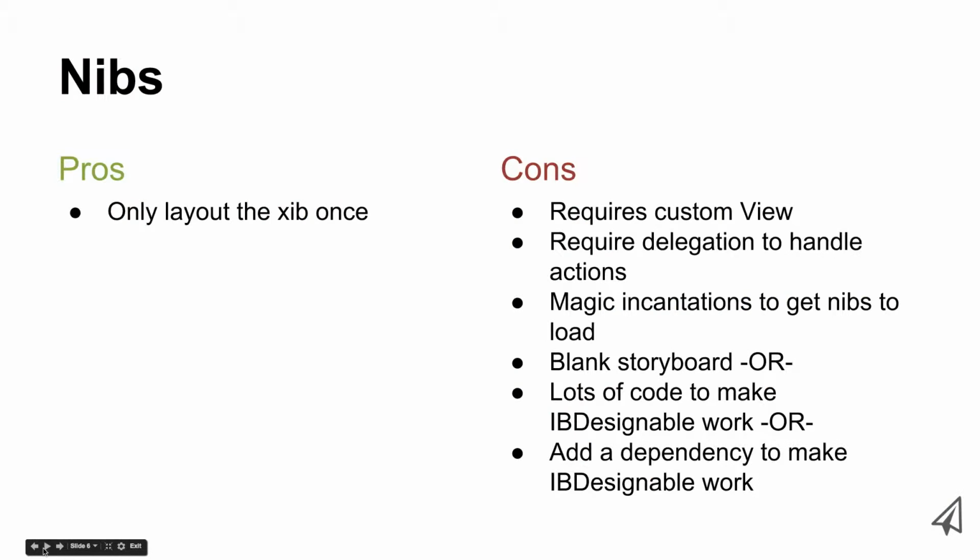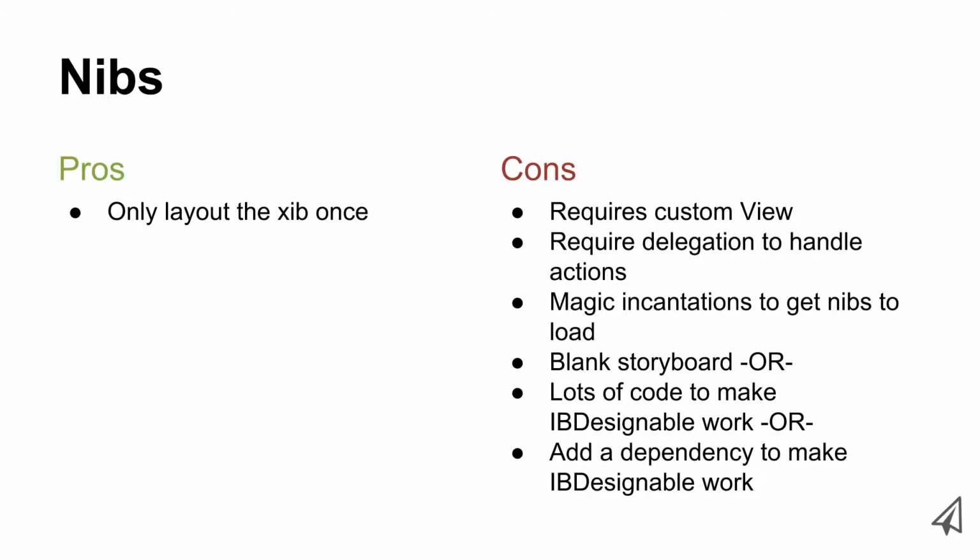In this case, again, the pro is we only do the layout once, but the cons are that it requires a custom view and delegation. You need kind of what I call magic incantations to get the nibs to load properly with the storyboards. If you've ever done that, it's kind of this dance with, I set the file's owner and then I do something in the initializer, I don't ever remember what it is, and it's kind of a pain. And then you either get a blank storyboard or lots of code to make IB designable work, or you have to pull in a dependency to make IB designable work. I did the last option, but there's always trade-offs with pulling in dependencies. In this case, because I was in Swift 2, a bunch of stuff was broken that I had to change before it would work or compile.